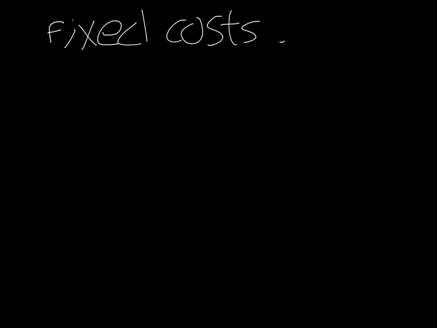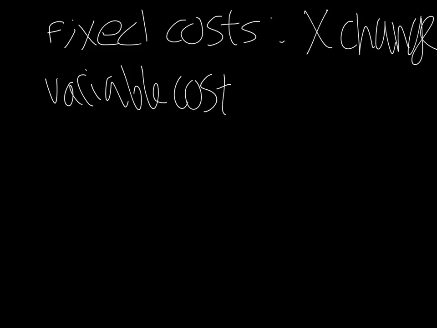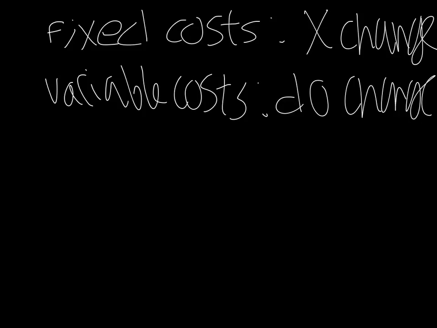Generally, there are two ways to describe cost behavior. First, there are fixed costs. These do not change as the output changes. On the other hand, there are variable costs. These do change. They increase when the output increases, and they decrease when that output decreases.